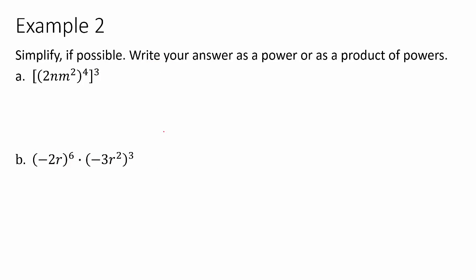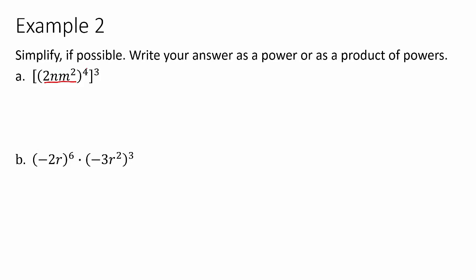More simplification. So these are a little more complicated, and they combine some of our rules or make us use our rules more than once. For instance, on part A, we've got this thing inside of our parentheses that is being raised to the 4th power, and then we've got it in brackets as well, and it's being raised again to a third power. So there's two ways to approach this, and this is the start of there being more than one way to approach almost all of these problems.